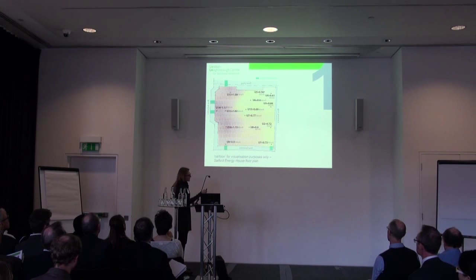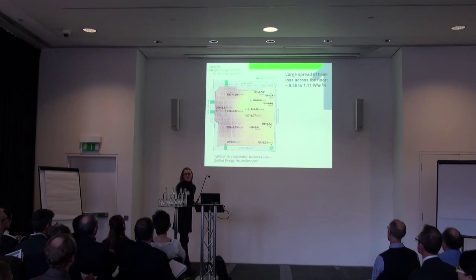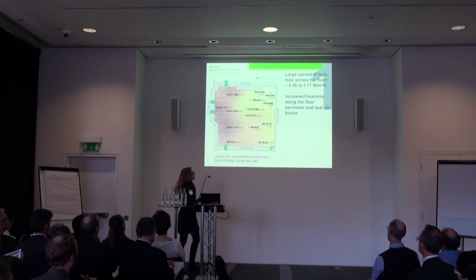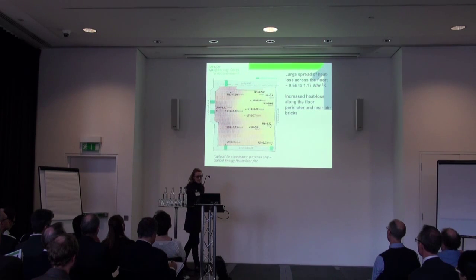The first one shows you the variability and the large spread of heat loss across the floor. For example, more internally, I have U values of about 0.56 and about twice that over in the bay near the external wall and these air bricks. You can also see an increased heat loss along the perimeter, particularly along the bay wall, and also here. These darker colors represent greater heat loss.